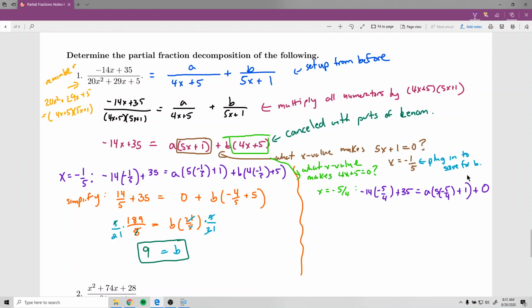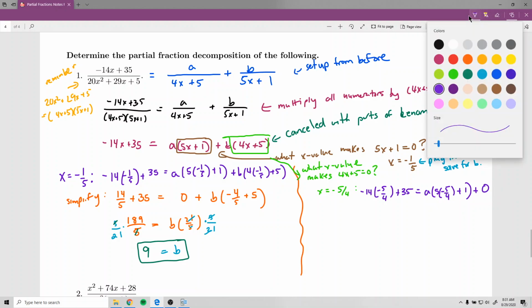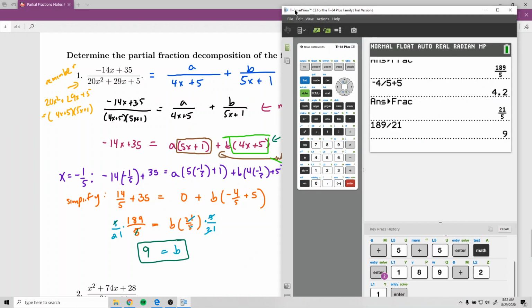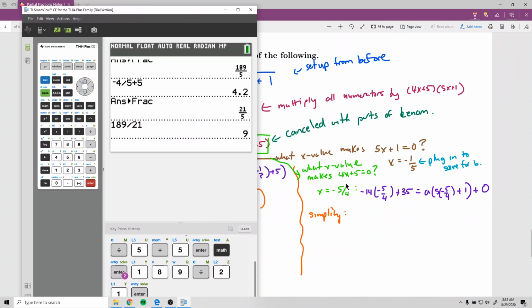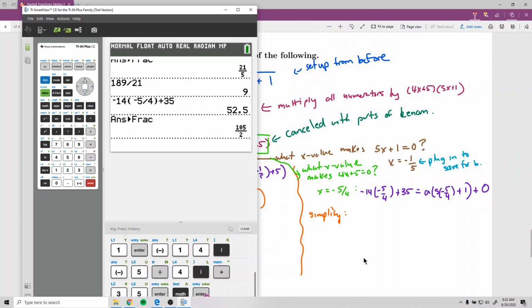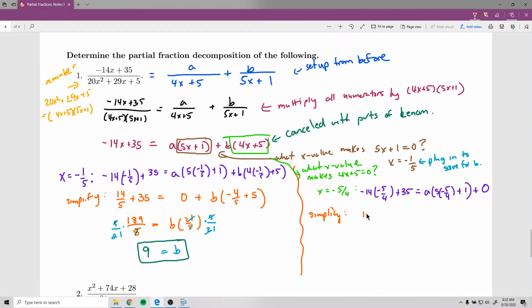All right, so I'm not going to actually write it out, mainly because I'm out of room over here and I don't want it to look confusing. But it's going to be 0. Now do the same thing as last time, simplify it and solve for a. All right, so the thing on the left here, we've got negative 14 times negative 5 divided by 4 plus 35. Let's just make it a fraction just to keep it simplified. We have 105 over 2.